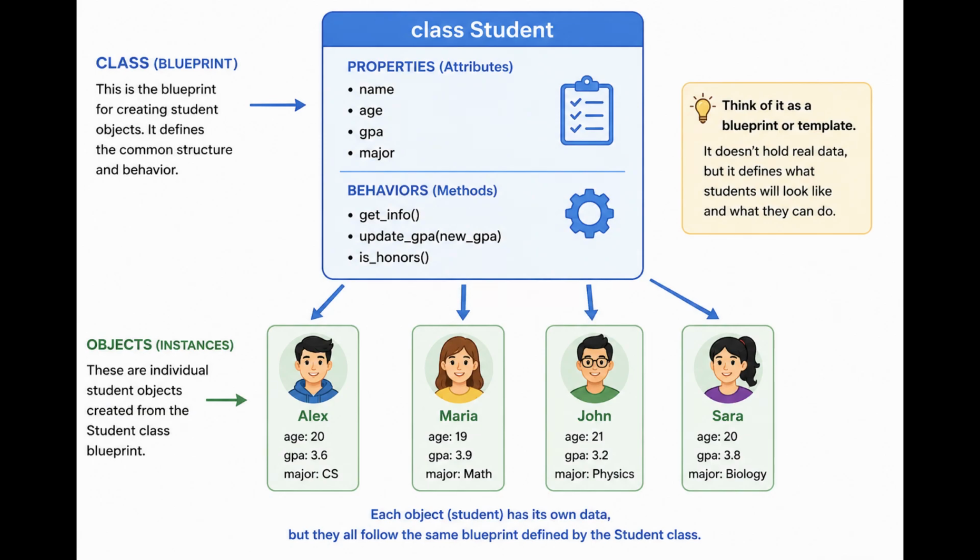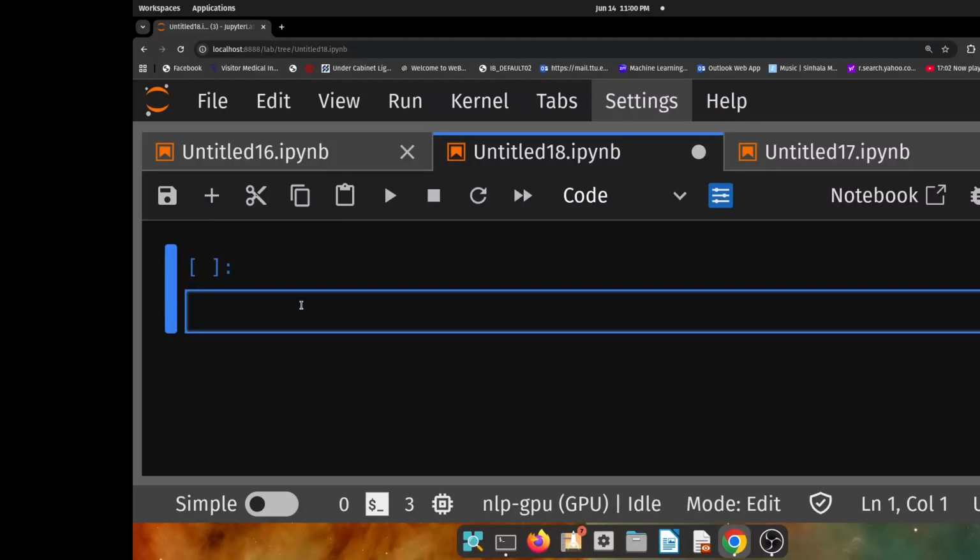Okay, we learned that a class is a blueprint or a plan, and that we can create objects from that blueprint. Let's see how we do this in Python. First, we need to create a class, which will serve as the blueprint. We do that using the class keyword, followed by the name of the class. In this example, let's create a class called student.